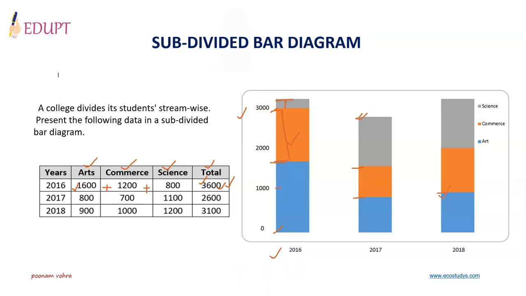Similarly, for 2018, 900 shows arts. The orange colored component shows students in commerce, which is plus 1000. So that makes it 1900. Gray colored component shows the students in science with a total of 3100. So you only need to coordinate the value of a particular component in that particular year. And that's how one can make subdivided bar diagram.